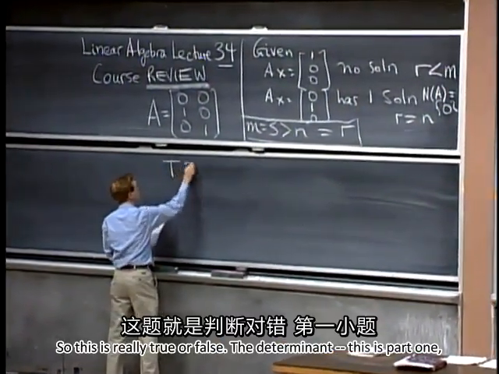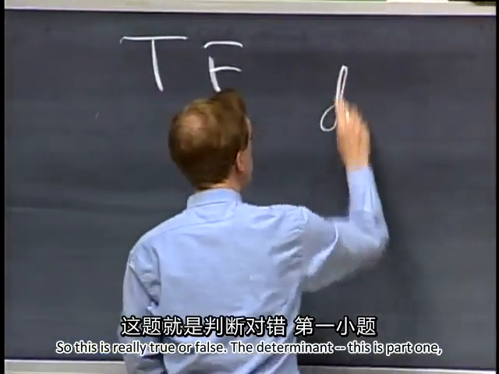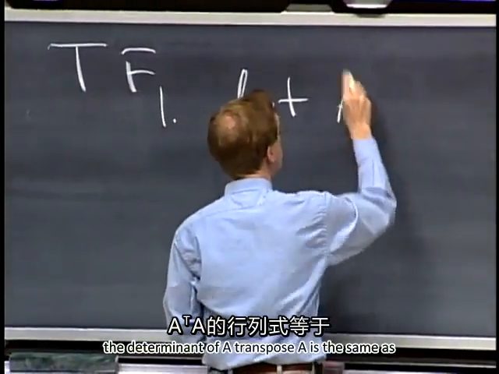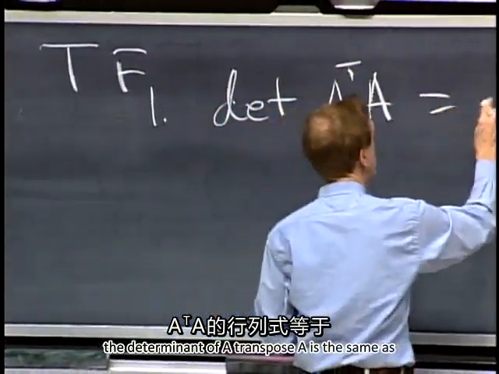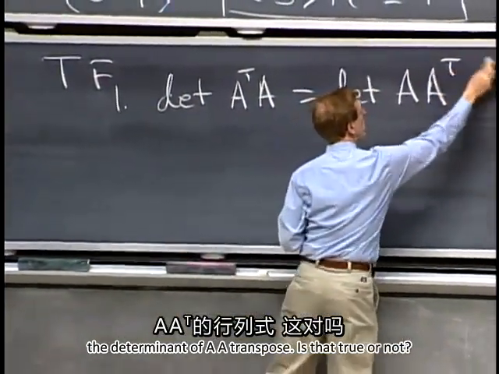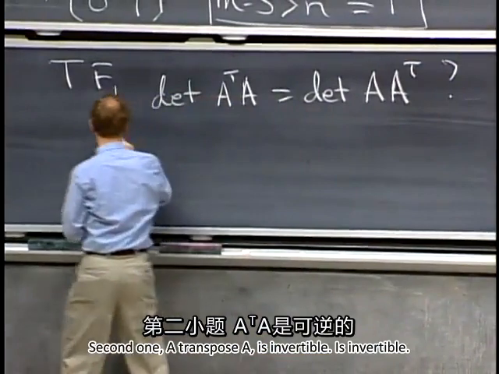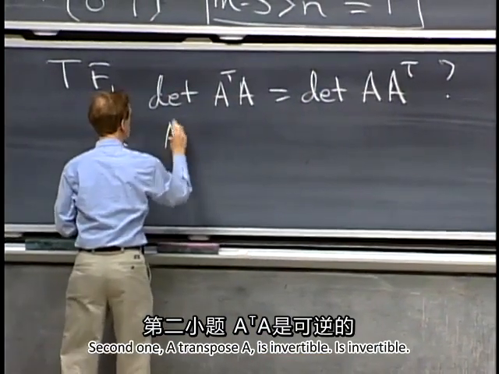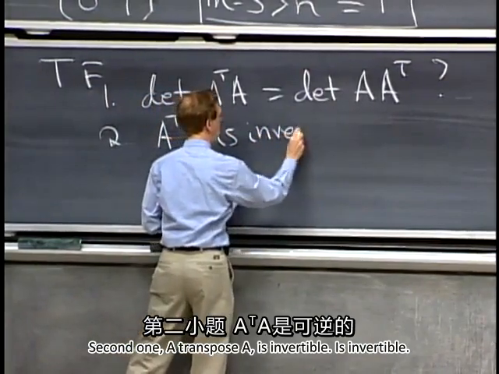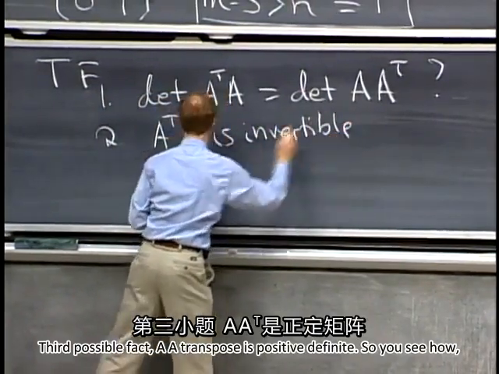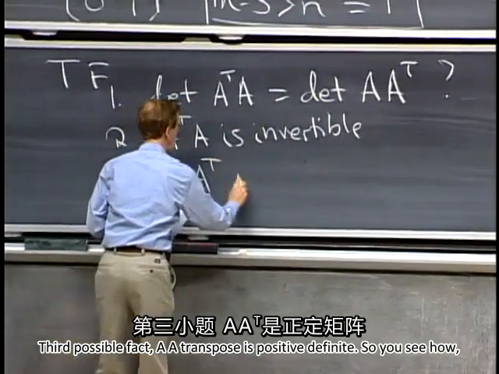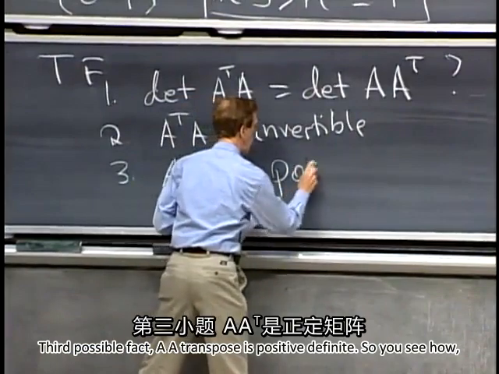So this is really true or false. This is part 1. The determinant of A transpose A is the same as the determinant of AA transpose. Is that true or not? Second one, A transpose A is invertible. Third possible fact, A transpose is positive definite.